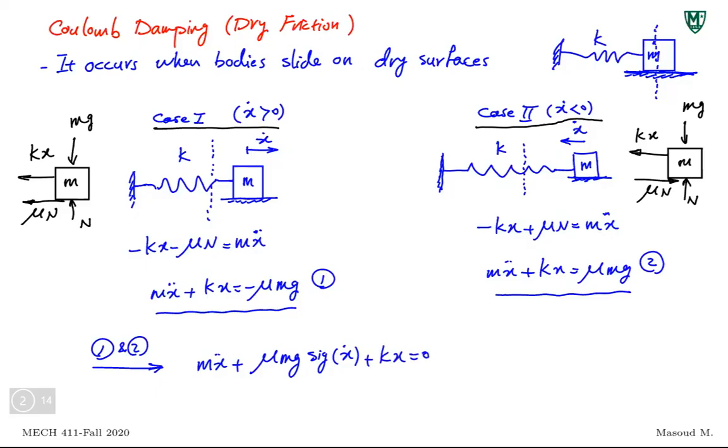So it looks more like the equation of motion we had for a system with damping, right? Mx double dot plus cx dot plus kx for a viscous damper. Now this is closer to what we had for a viscous damper.